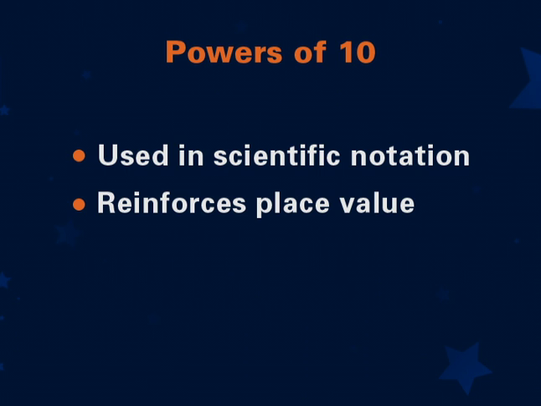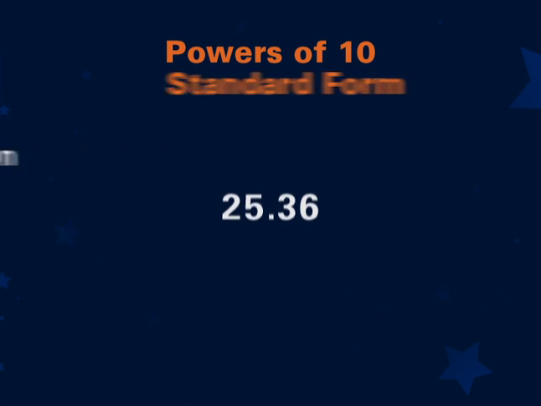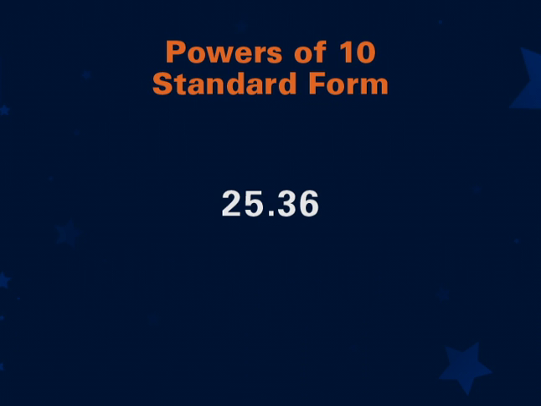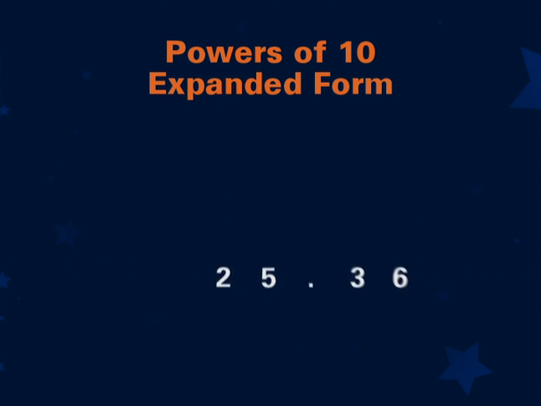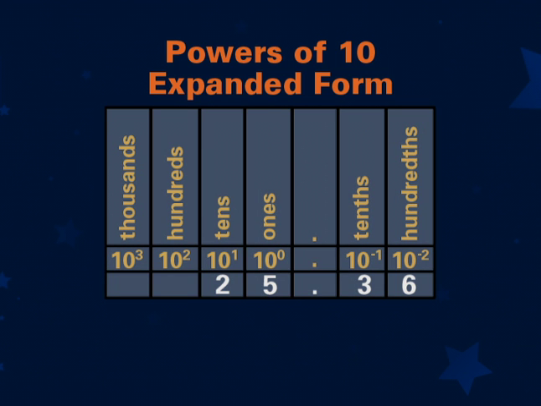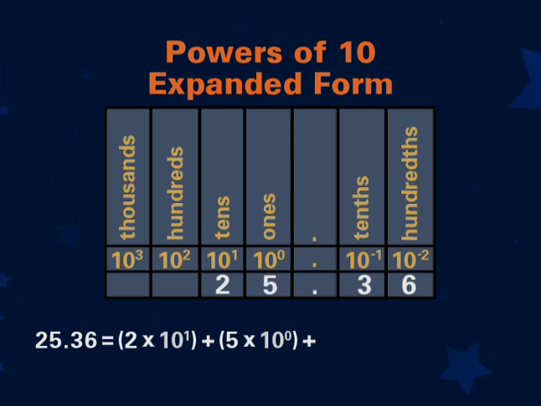Are you sure? I don't see any powers of 10 in 25 36/100. That's because the number is written in standard form. We see the powers of 10 when the number is written in what we call expanded form. To write a number in expanded form, use a place value chart. 25 36/100 equals 2 times 10 to the first power plus 5 times 10 to the 0 power plus 3 times 10 to the negative first power plus 6 times 10 to the negative second power.